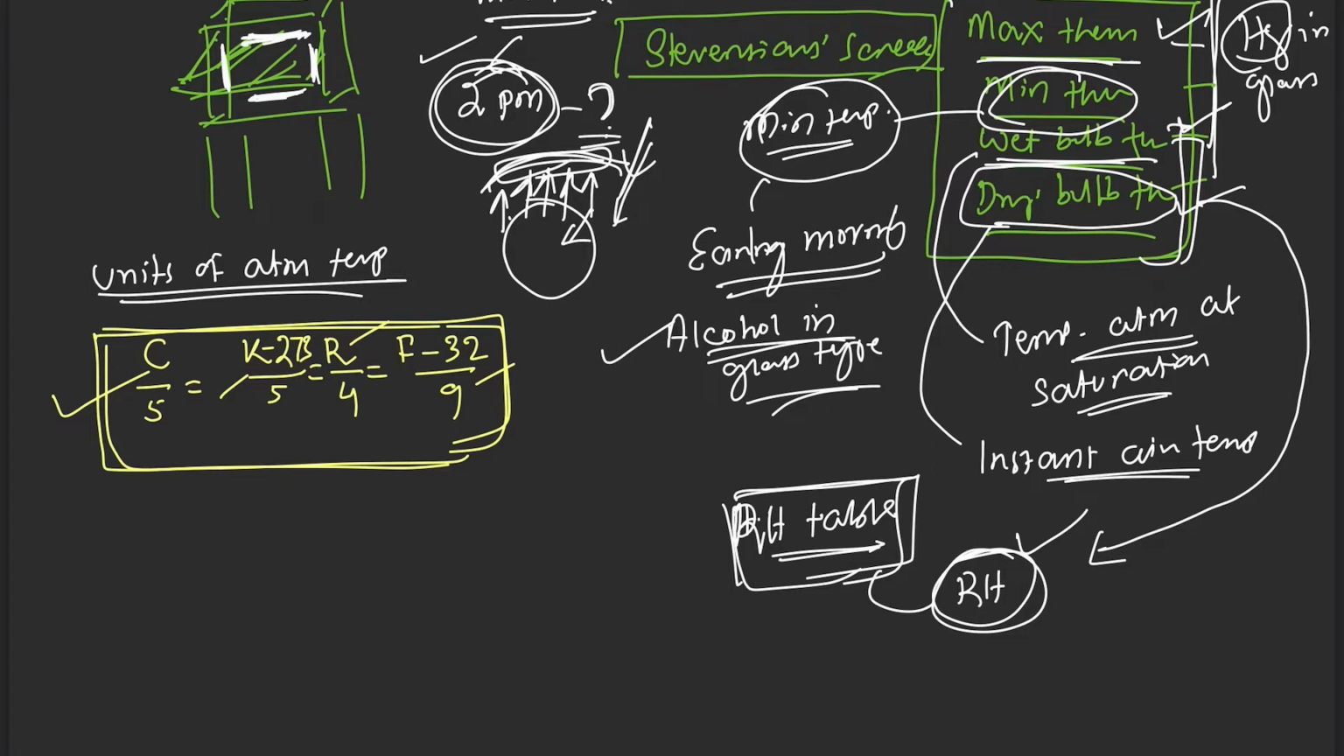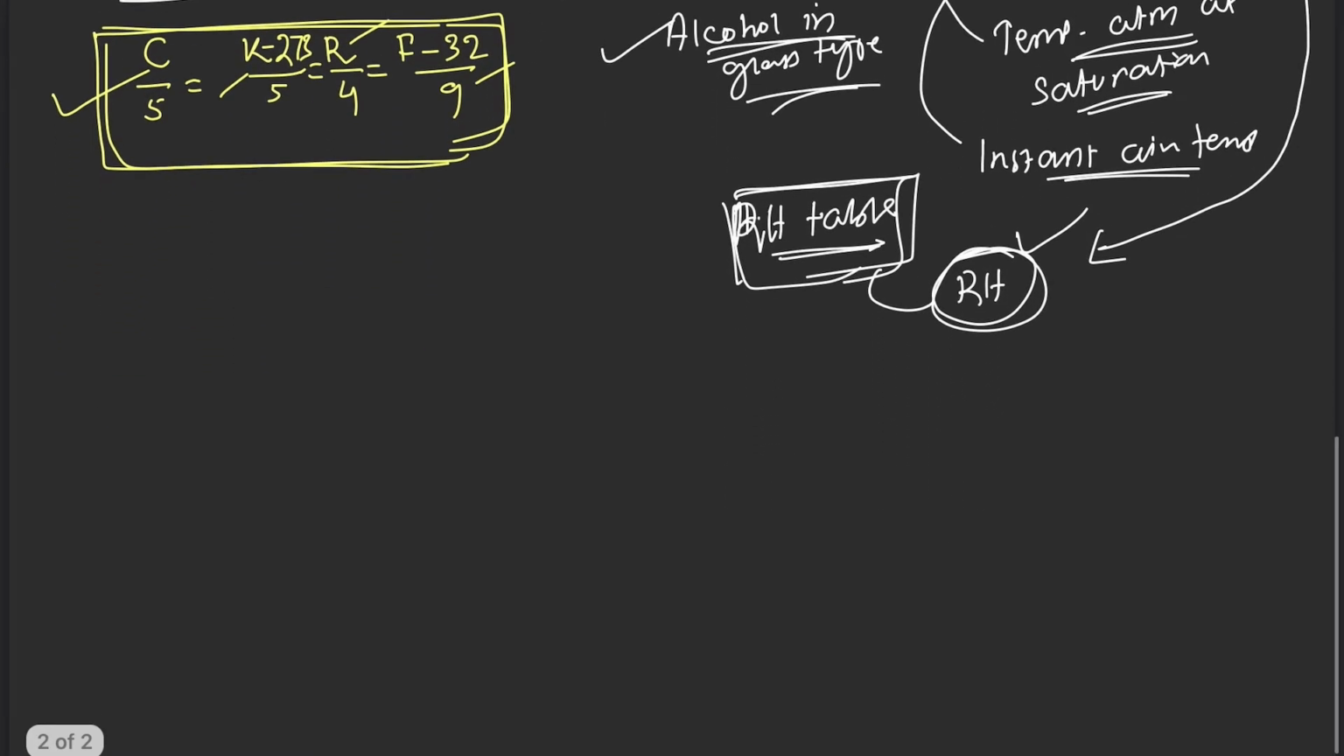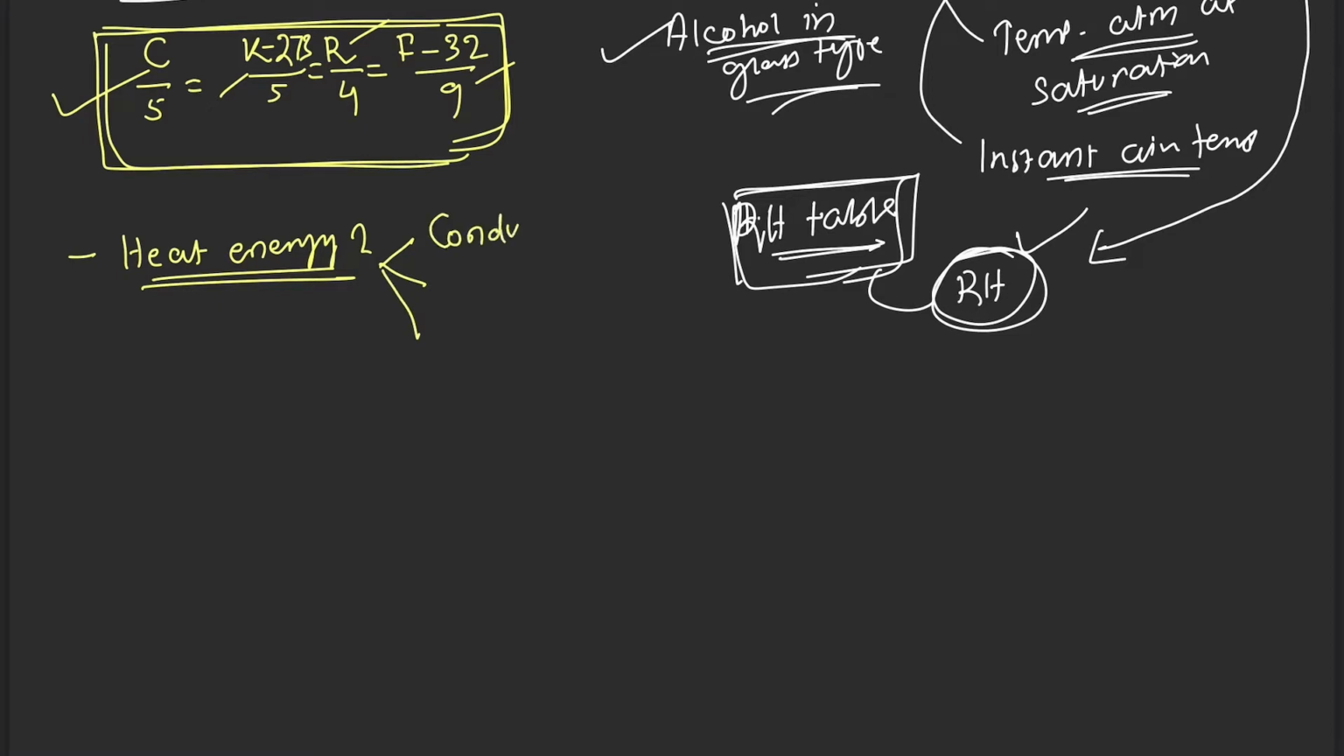As we discussed, temperature is the representation of heat energy. So how is heat energy transferred from one place to another? There are different transfer methods, right? One is conduction, another is convection, and another is radiation.